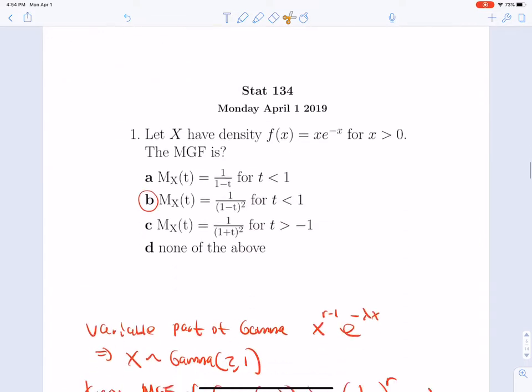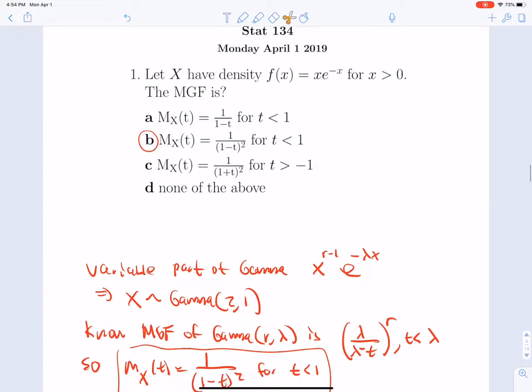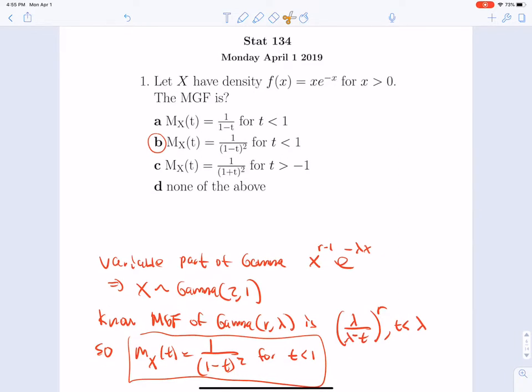To drive this point home, we did a concept test here where I gave you a density. If you're familiar with the gamma density, or the variable part of the gamma density, you will recognize that r is 2 and lambda is 1. Knowing that the MGF of gamma r lambda is lambda over lambda minus t to the rth power for t less than lambda, the answer is B.